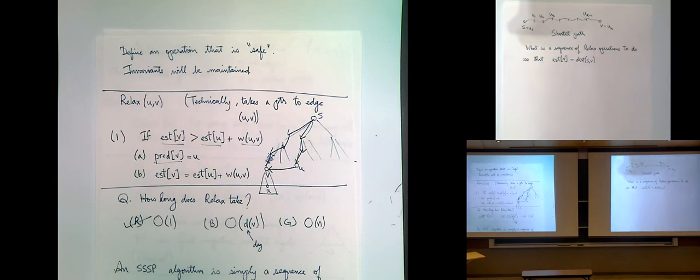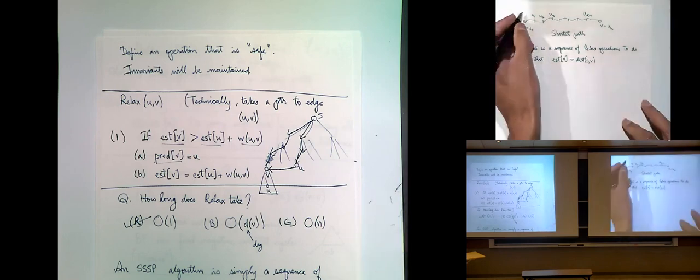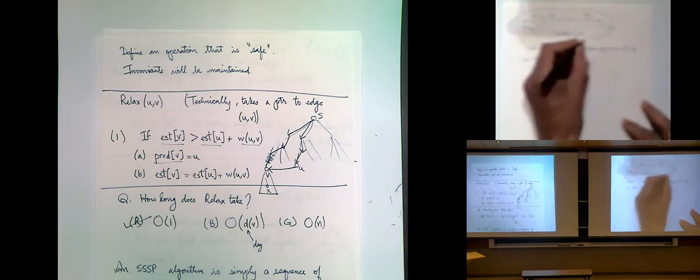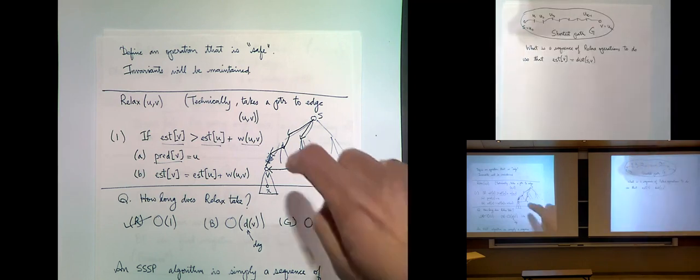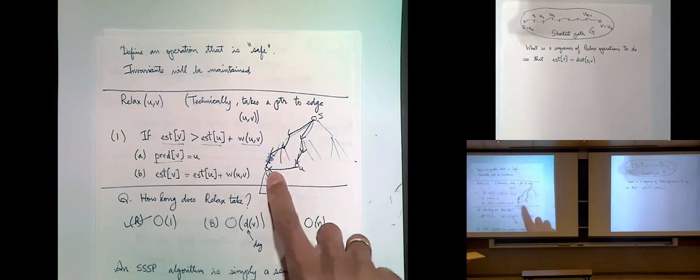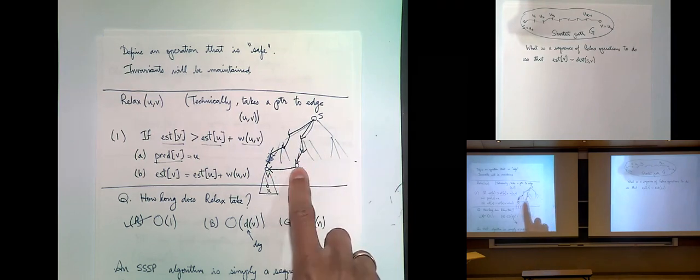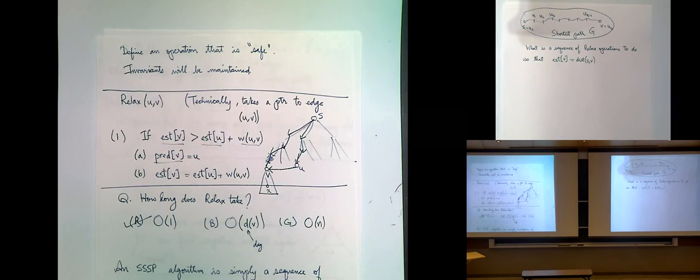What is a sequence? So obviously, this is inside some bigger graph. There's some big graph and there's this path here, and I marked out the path. I just want you to do a sequence of relax operations so that the estimate of V becomes equal to the distance, and I'm showing you what these are. And if you think about it, every time you do a relax operation, remember, you can add a potential edge to the shortest path tree.